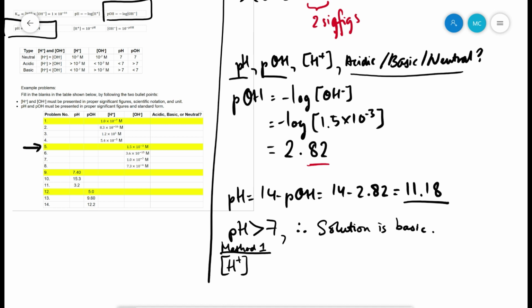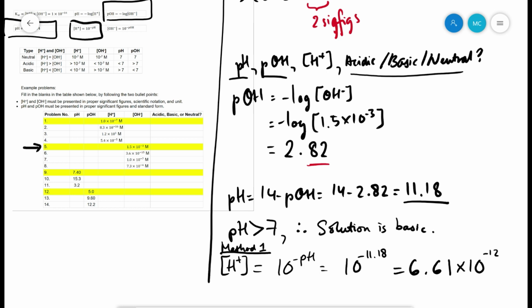by using this equation, H plus equals 10 to the power of negative pH. So 10 to the negative 11.18, right? So if you enter this into your calculator, you should get 6.61 times 10 to the negative 12, right? Now sticking with the 2 sig fig rule, this should be 6.6 times 10 to the negative 12 molar.